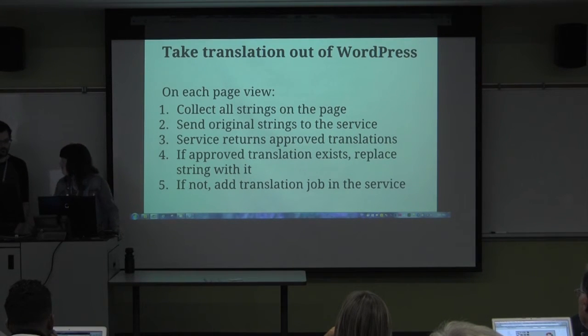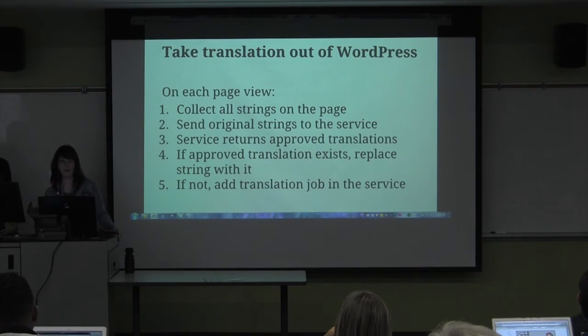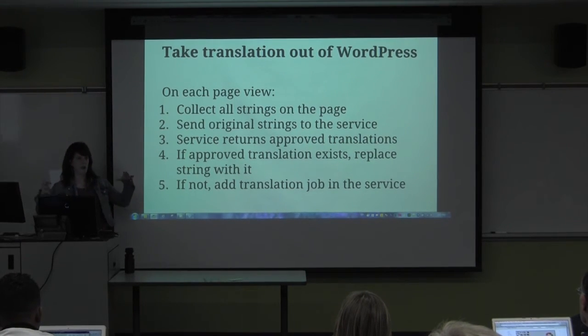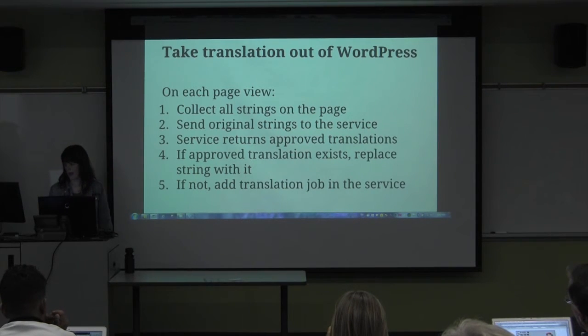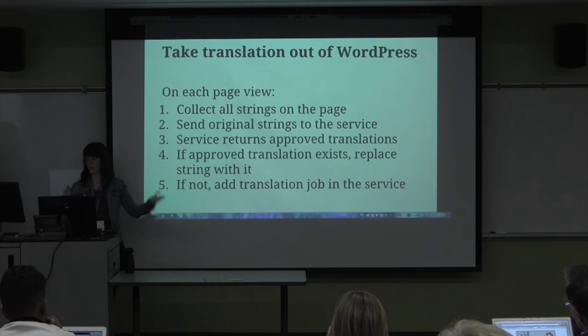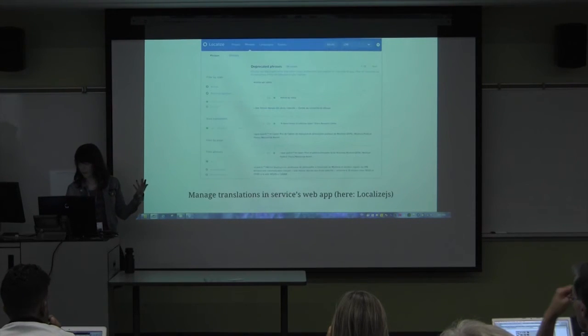So we're not supposed to talk about Squarespace here, but sometimes I cheat and I play with Squarespace. And that's the way they handle translation. And that's pretty neat. So basically, and I'll go quick because we're almost done, on each page view, we collect all the text strings. They send it to an outside service. The service returns the approved translation, replaces the string with it, and if there is no translation, it sends the job to the service.